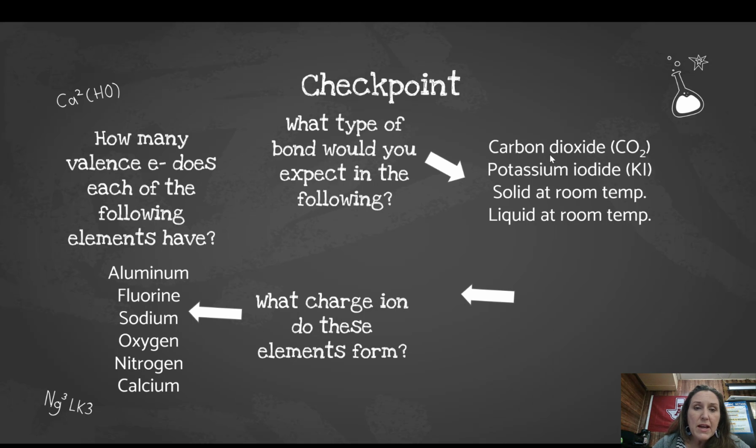All right, what charge ion do these elements form? Hopefully you were able to use the periodic table to figure this out. Aluminum is going to give up 3 electrons, so it will be a 3 plus. Fluorine is going to accept 1 electron, so it will be a 1 minus. Sodium is going to give up 1 electron, that will be a 1 plus. Oxygen will typically accept 2 electrons and be a 2 minus, and nitrogen will typically accept 3 electrons and be a 3 minus.